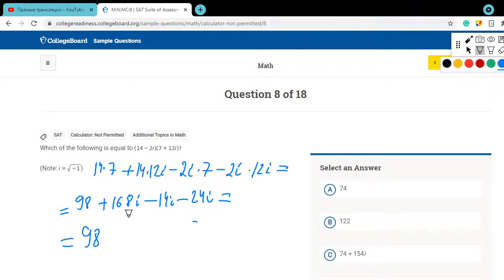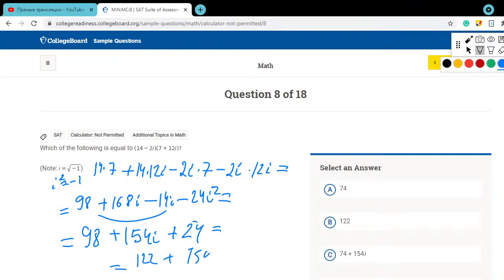So this gives us 98, and 168 minus 14 is plus 154i, and we have minus 24 i squared. We know that i squared is minus 1, so it's plus 24. It gives us 122 plus 154i.